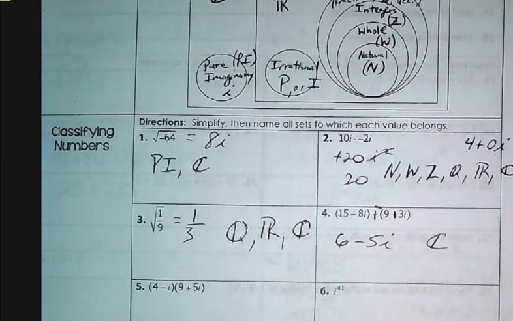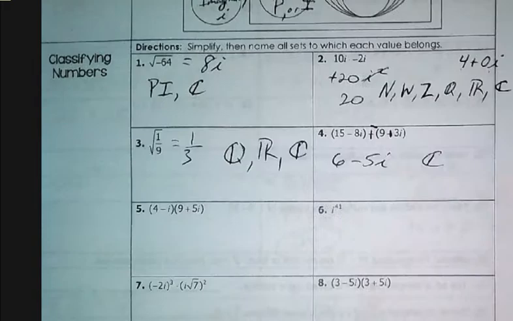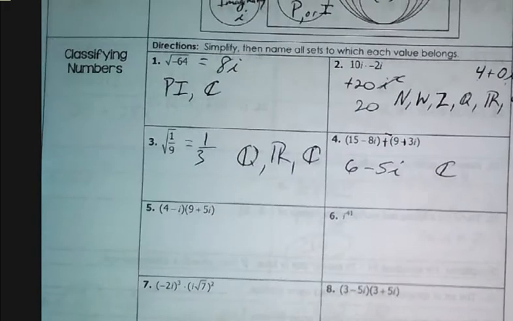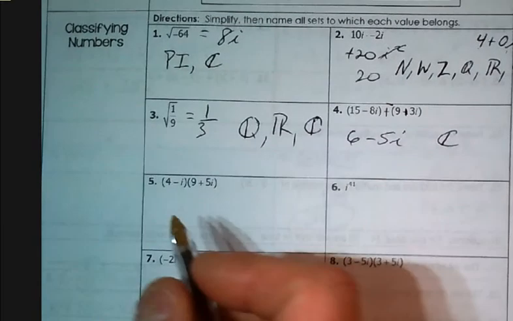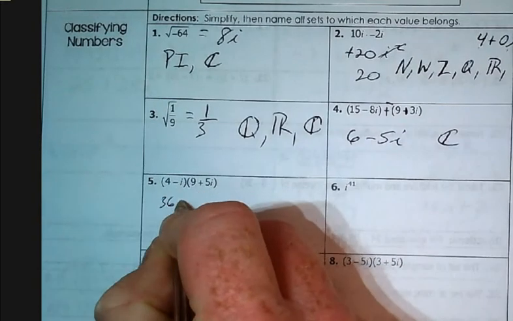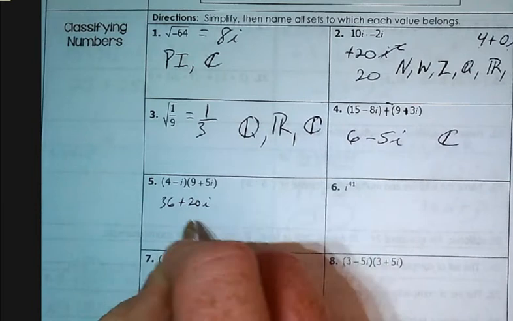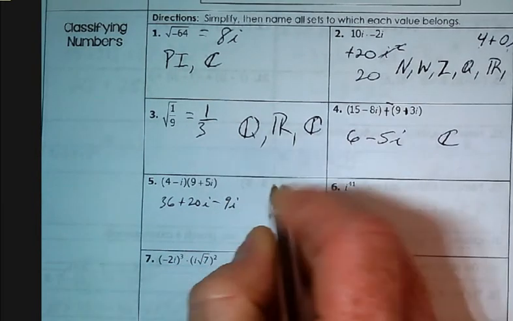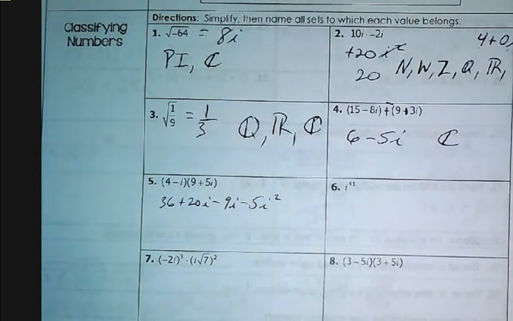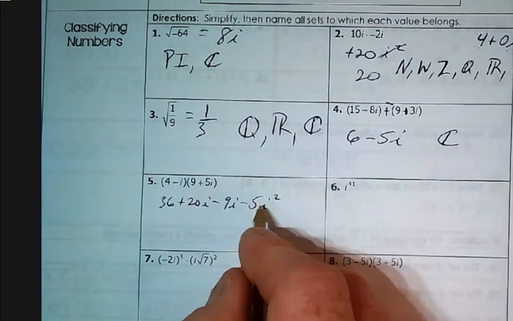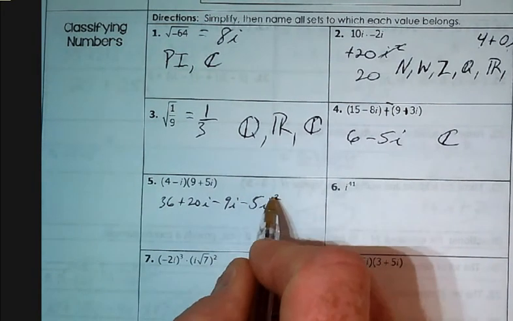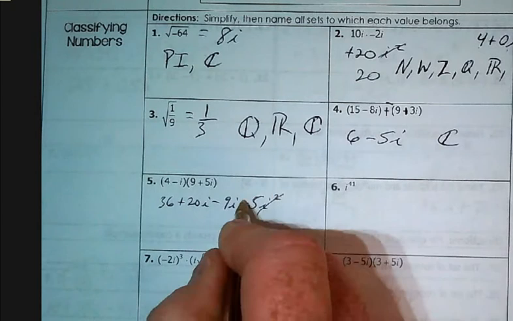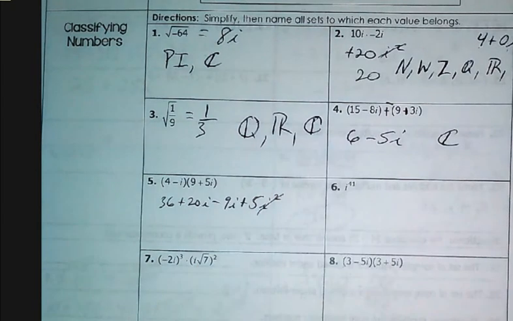Alright, number 5. We have to multiply by the FOIL method. So when we do this, we get 36 plus 20i minus 9i minus 5i squared. What can we do? Get rid of i squared. Change the sign. Combine like terms. So what do you get?